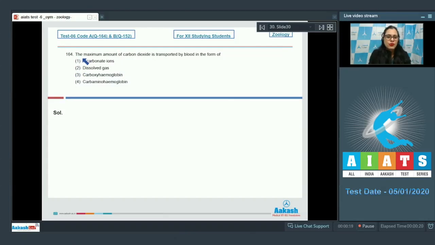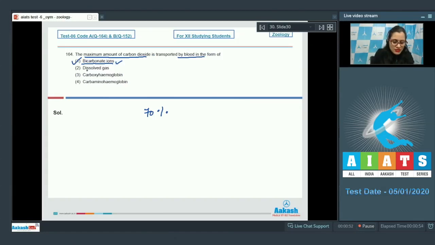Question number 164. The maximum amount of carbon dioxide is transported by blood in the form of, and the options given are bicarbonate ions, dissolved gas, carboxyhemoglobin, and the last option is carbaminohemoglobin. And the correct answer to this question is option number 1, bicarbonate ions, because nearly 70% of carbon dioxide is transported in blood in the form of bicarbonate ions. So the maximum amount of carbon dioxide is transported in blood in the form of bicarbonate ions.